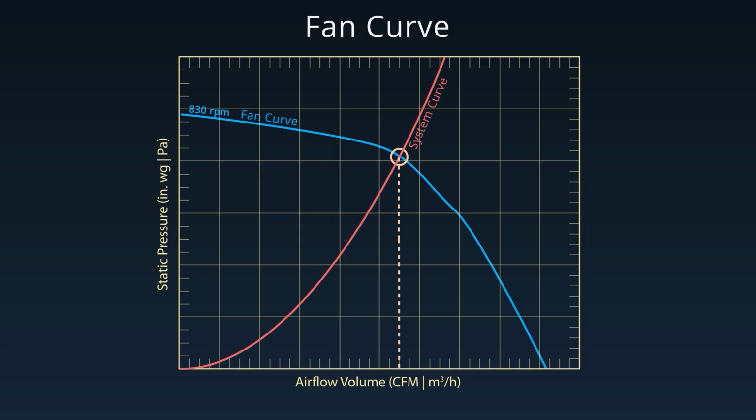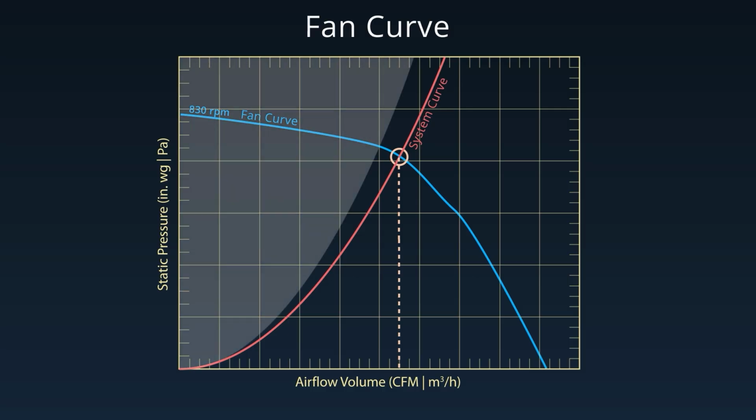In fan curves, usually you see a highlighted or gray region on the left side. This region shows where the fan's operation is unstable, and an operating point in this region is not desirable.